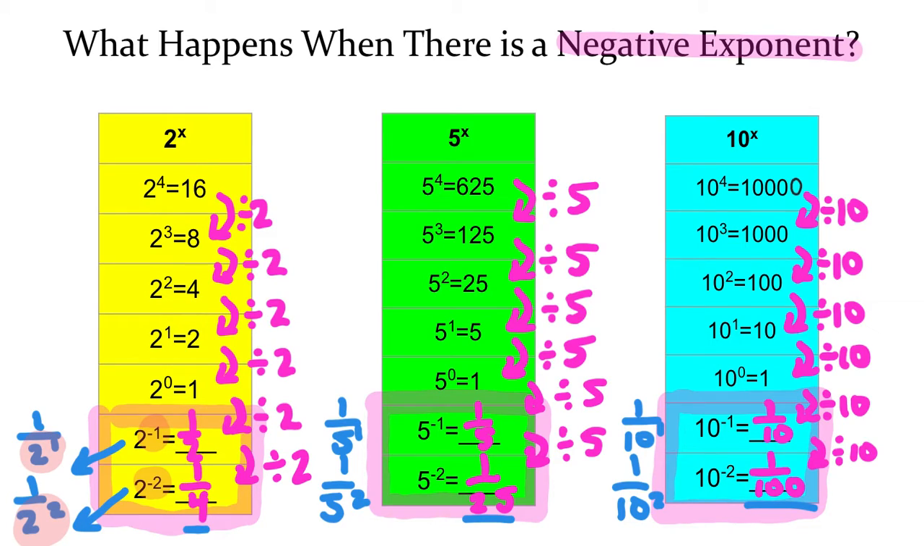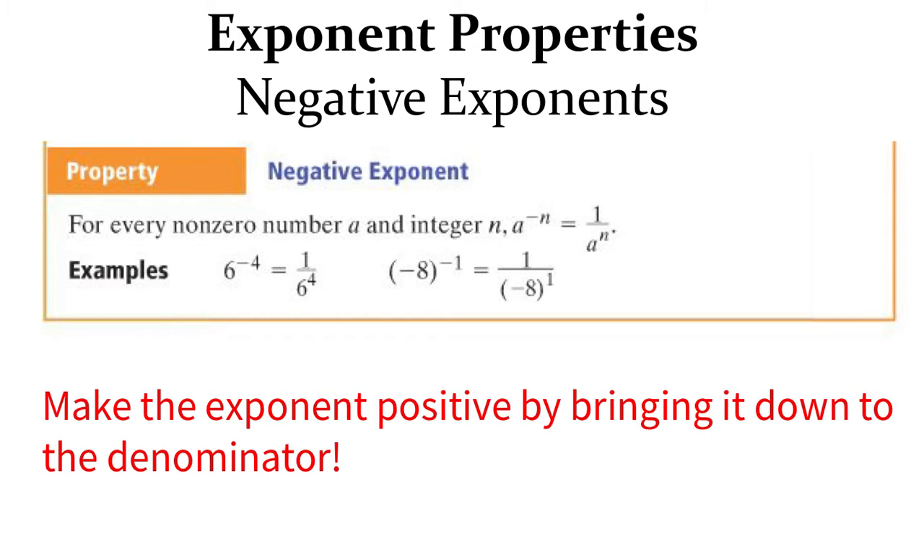And we're repeating this for all of this. 5 to the 1 goes to the bottom here. And the same thing with the tenths. So I'm taking the number, moving it to the bottom of the fraction, and changing the sign of the exponent to be positive. So in summary, what this rule tells us is that when you have a negative exponent, a to the -n becomes 1 over a to the n.